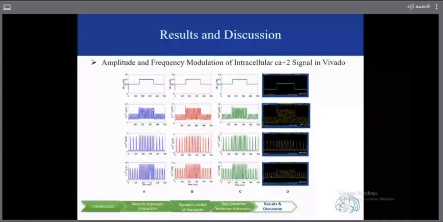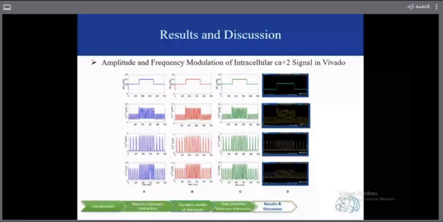As you can see, first we apply the IP3 signal, and then, as seen in the second row, the amplitude of calcium oscillation increases or decreases as IP3 increases or decreases, whereas their frequency is constant. Column A depicts the result of the biophysical astrocyte model simulated in MATLAB. Column B shows the result of the linear model simulated in MATLAB. Column C represents the simulation of the proposed digital circuits, and column D illustrates the photo of the oscilloscope screen when the digital circuits are running on the Z board.